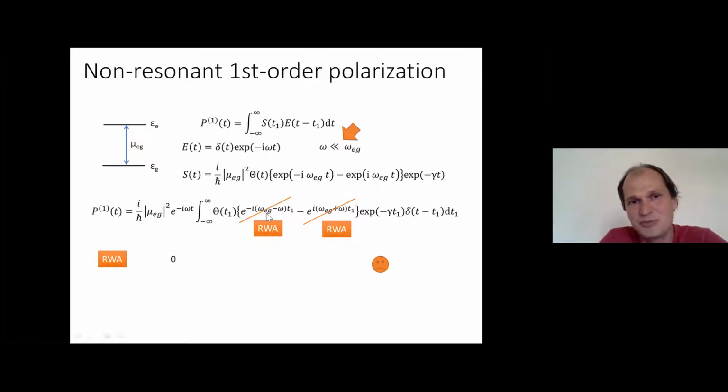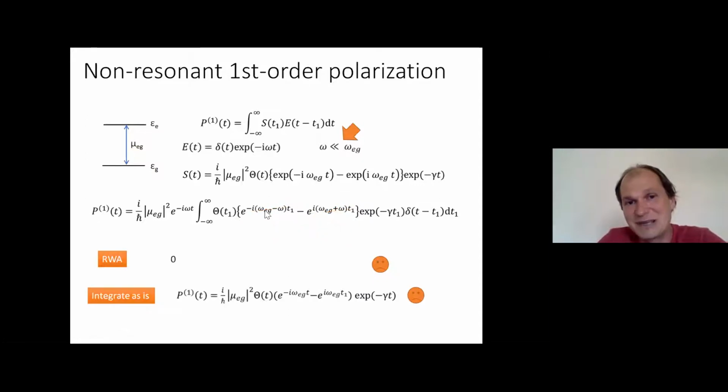So another option would be to not use the rotating wave approximation and just integrate this thing. It's integrable, there is a delta function, so it's fine. And we also get strange results. Well, it looks basically like the resonant case. There is just one more term, but it's not so important. It lives with the lifetime of the sample and oscillates with the frequency of the sample. This is also strange, right?